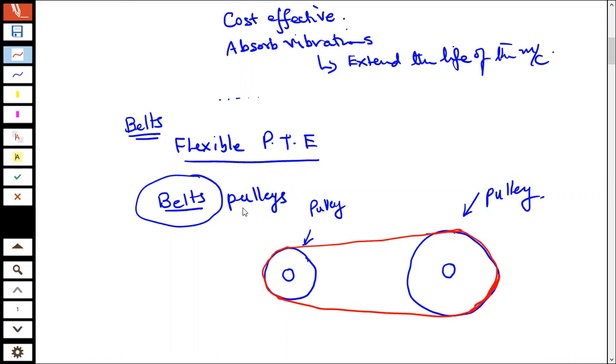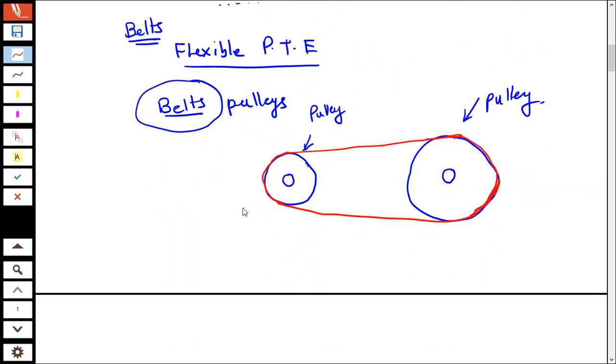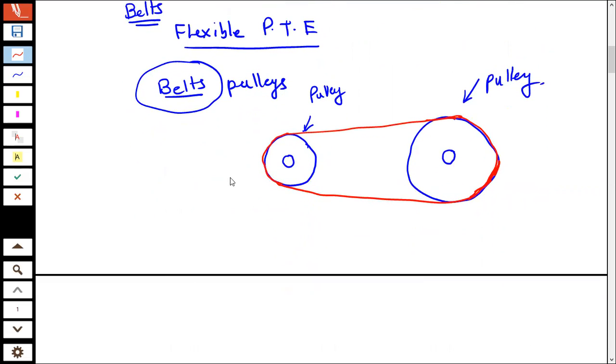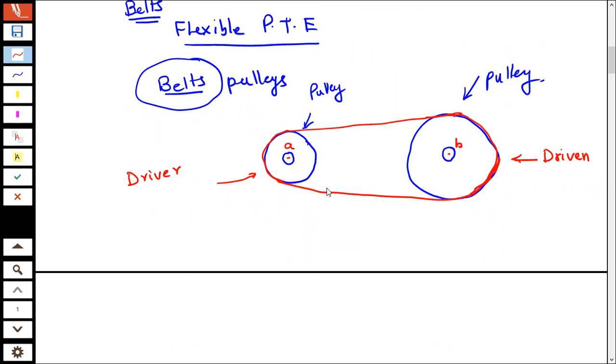Now, when you put this belt around it, let's say that this is the driver. This is the pulley that has the power source. So we will call this the driver. Okay? And this side will become the driven. This pulley will become the driven. Let's say this is shaft A and this is shaft B. Okay? And this is the center of this and center of this.